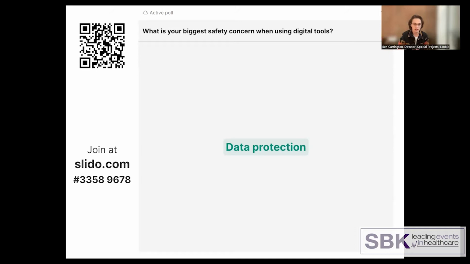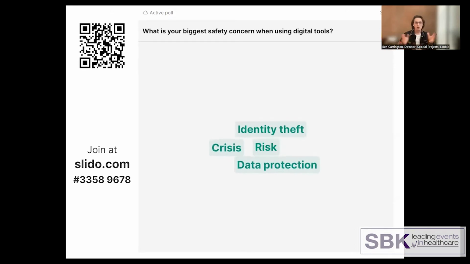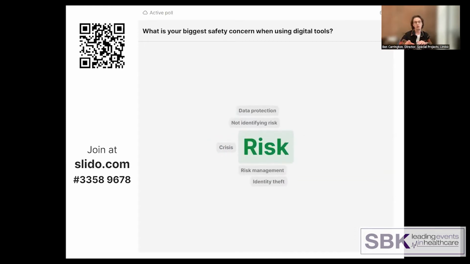Data protection, excellent, you've come to the right place. That's one of the core pillars that we're going to cover in this webinar. We tend to think of risk management as a whole around data protection, clinical risk, which you can see there, and also product quality. So we've got risk coming up largely.